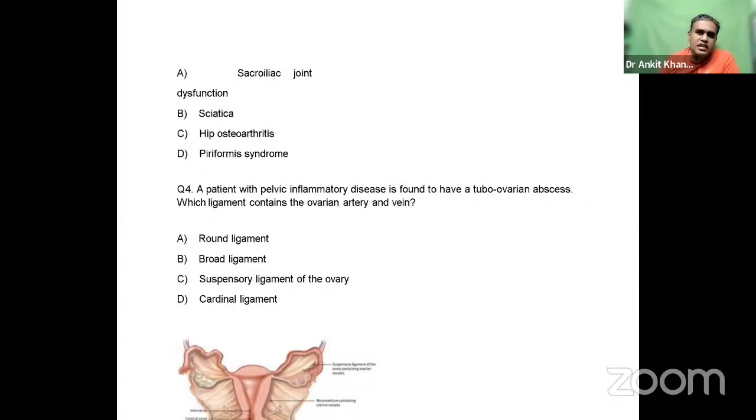But there the story was different, sitting and standing. It was a typical case of sciatica or sciatic nerve injury. Okay, that is the sciatica over here. Hip osteoarthritis, sacroiliac joint dysfunction, there's nothing to do with this.